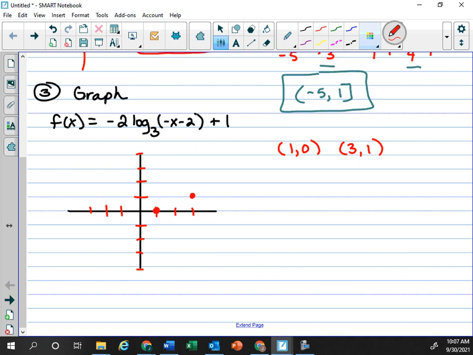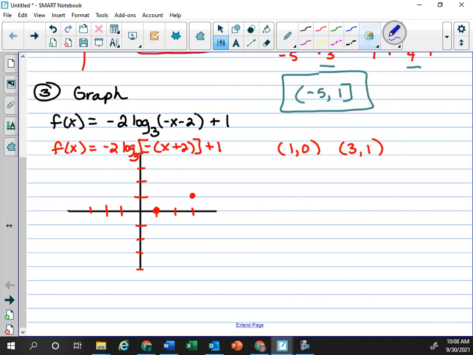Okay. With this equation, because I have that negative in there with the x, I'm going to rewrite it. Negative 2 log base 3, factor out a negative. That'll make that x plus 2 plus 1. We're okay there.